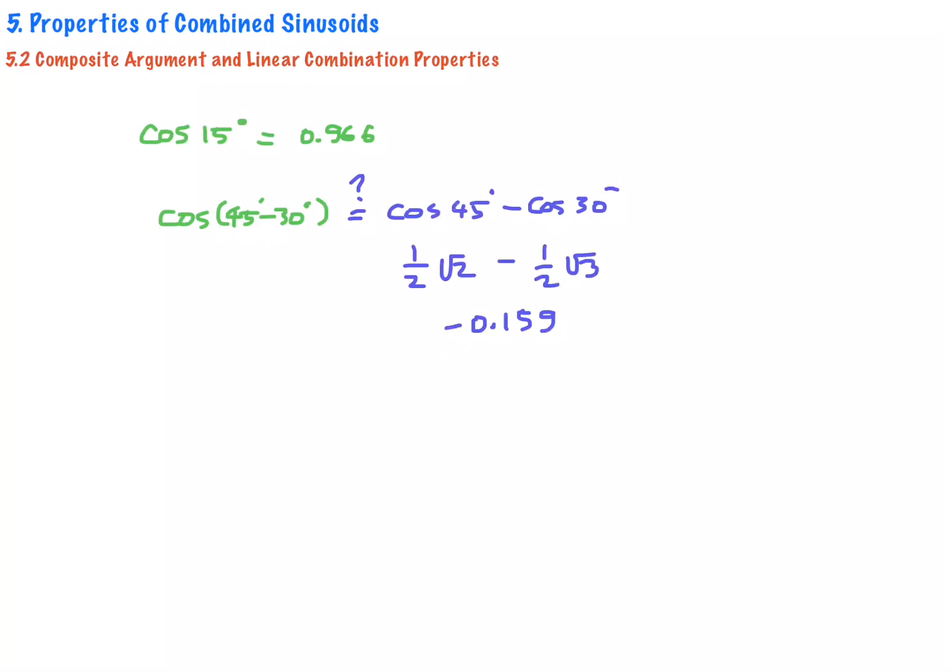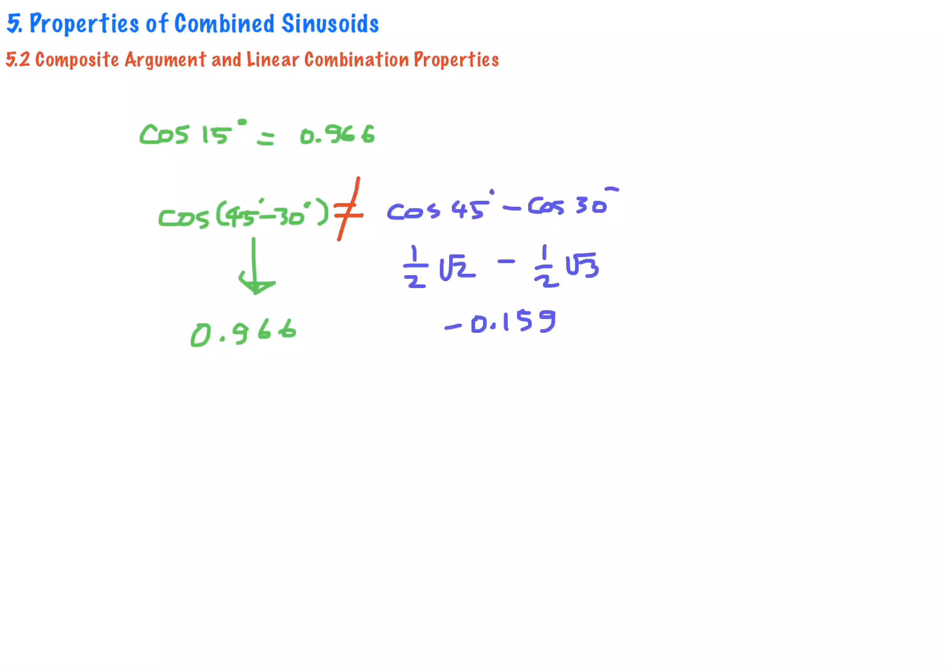So you can see over here, if I put it again side by side, we have cosine 15 degrees equal to 0.966, while cosine of 45 minus cosine of 30 degrees is equal to negative 0.159. So to answer this question, is cosine of 45 minus 30 equal to this one? The answer is no, it's not a distributive property. So I put this equal sign in red just to remind us that we should never put it this way. Don't ever treat it as a distributive property like this.